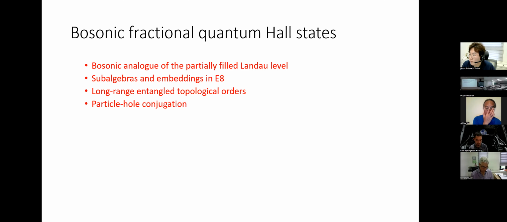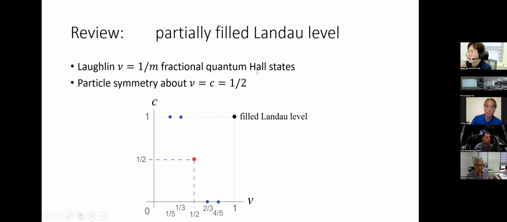Mathematically, this is given using the language of subalgebras or embeddings in E8. And the result is that it will give us a long-range entangled fractional state, pretty much like the Laughlin 1/3 state, which supports fractional excitations. The bosonic versions also support some fractional excitations. And there will be some particle-hole symmetries or particle-hole conjugations that I'm going to discuss a little bit later. So maybe I can make one page connection to the case for partially filled Landau level.